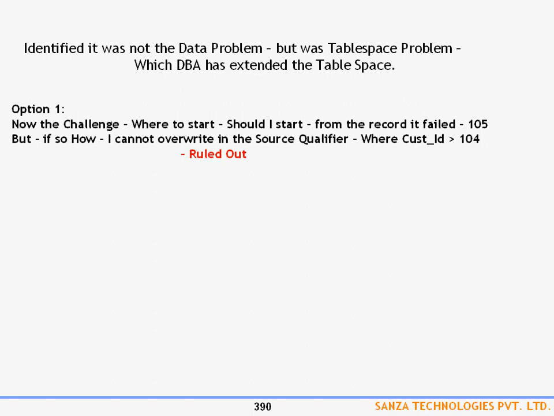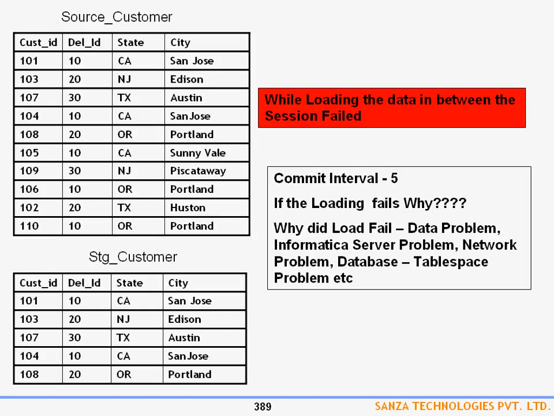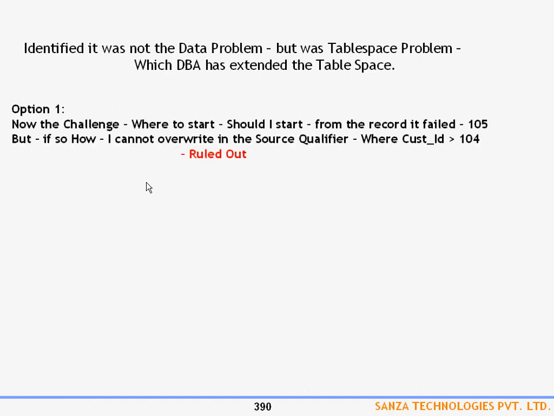Then the problem is, if you say greater than 104, it will not extract the 102 record. Actually, after 105, there is a 102 record. So if you say greater than 104, it will not extract this 102 record. But we need 102 also. Observe the data. It has loaded 101, 103, 107, 104, and so on. You see greater than 101, then 103, 104 are already loaded. So you cannot use the greater than 104 approach.